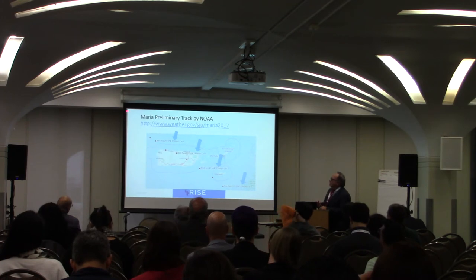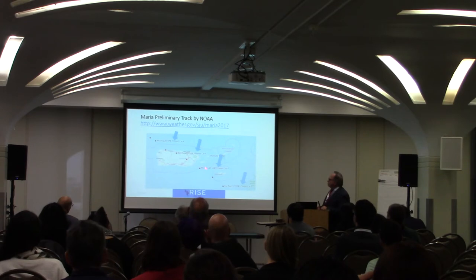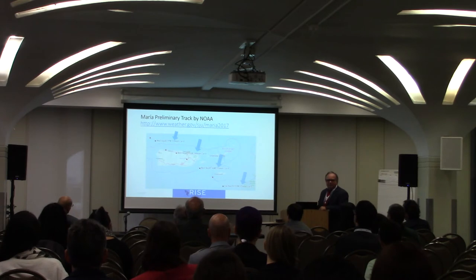So let's talk a little bit about Hurricane Maria. This was the preliminary track by NOAA. And I just plotted this to show you the wind speeds as it was approaching the island. It had 155 miles per hour, category 4 or 5.